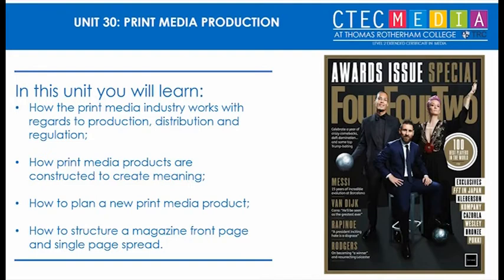And then finally we move on to Unit 30, which is print media production. Now this unit is a little bit of a combination between what we do in Unit 1 and what we do in Unit 13. So there's a little bit of written stuff in which we'll look at the print media industry. So we'll look at things like the production, distribution and regulation of print media. By print media we mean magazines and newspapers. And then we'll also do a couple of pieces of analysis of magazines and newspapers as well.